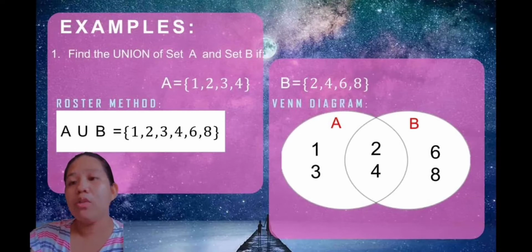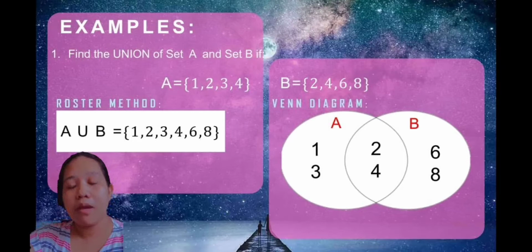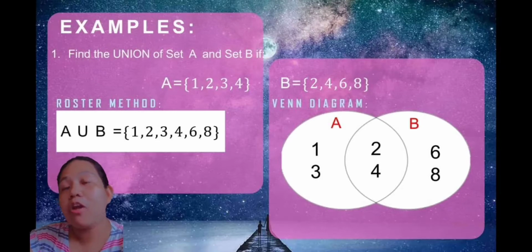So, bakit nga ba 1, 2, 3, 4, 6, and 8? Kasi, pagsasamahin lang naman natin yung elements from set A and set B, which is 1, 2, 3, and 4, and yung 2, 4, 6, and 8. Ngayon, 'di ba, may nakita tayo na 2 and 4 sa set A and 2 and 4 sa set B. Bakit hindi pwedeng ulitin? Kasi yun nga, pagsasamahin.